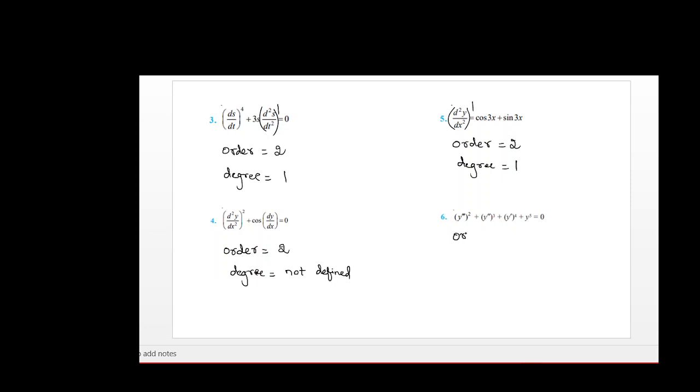Next one, the order of this differential equation: the highest order derivative here is y power 3, so the order is 3. Degree: to define the degree, check for a polynomial equation in derivatives. Wherever the derivatives appear, are the powers positive or whole numbers or not? Here 2, 3, 4, so all of them are positive. So the degree is defined, and the highest power of the highest derivative is 2. So the degree of the differential equation is 2.